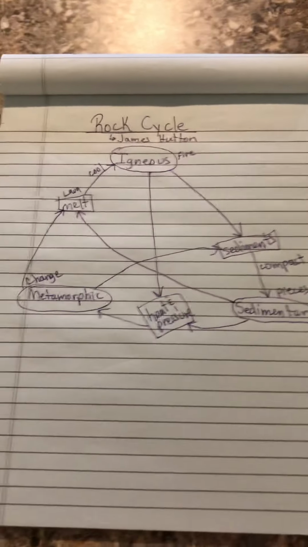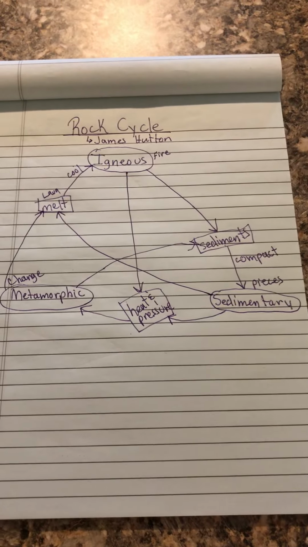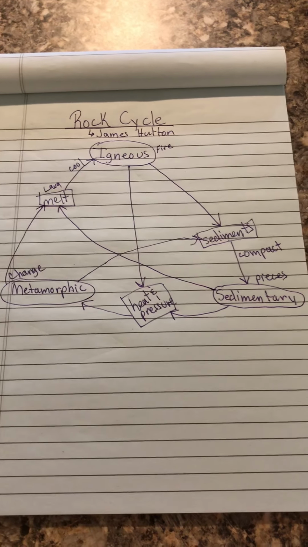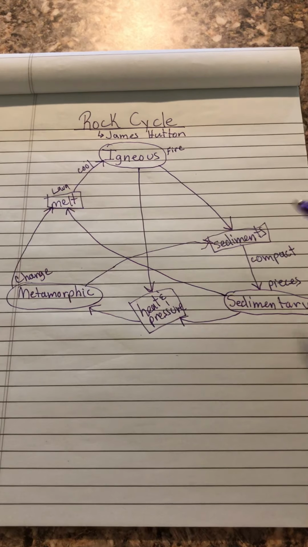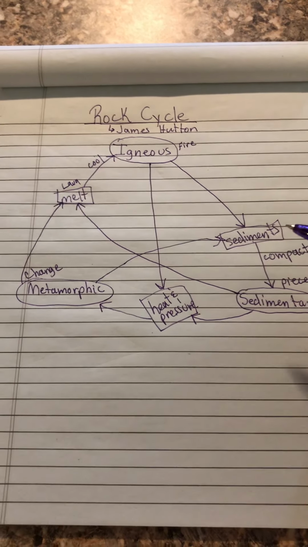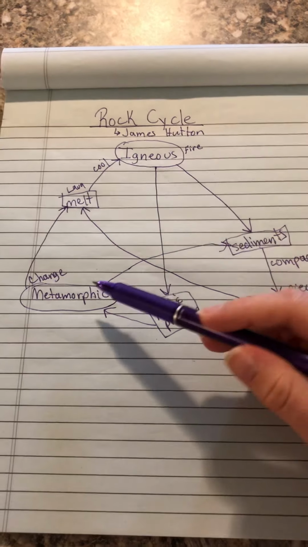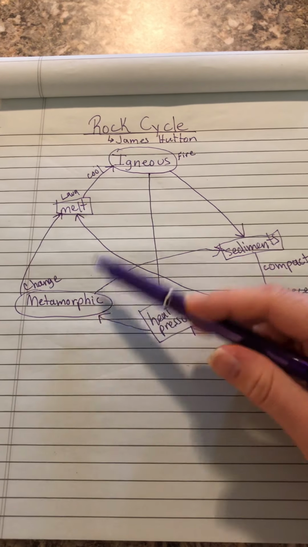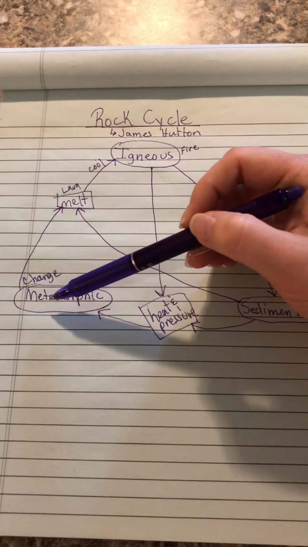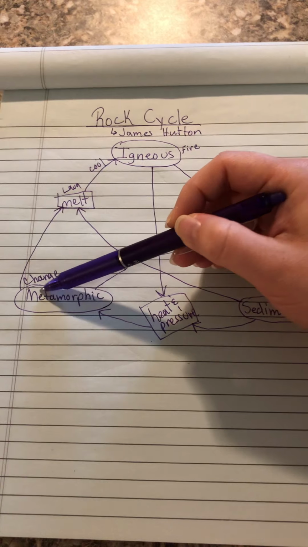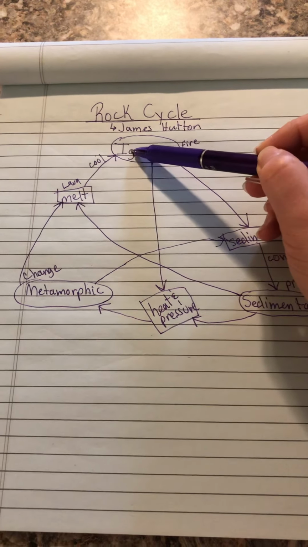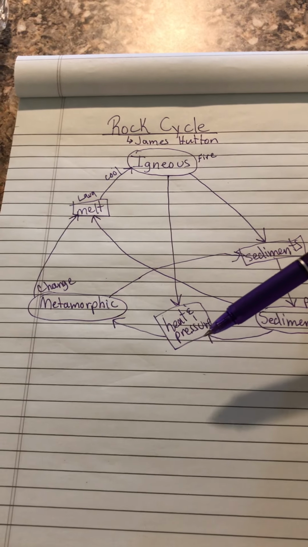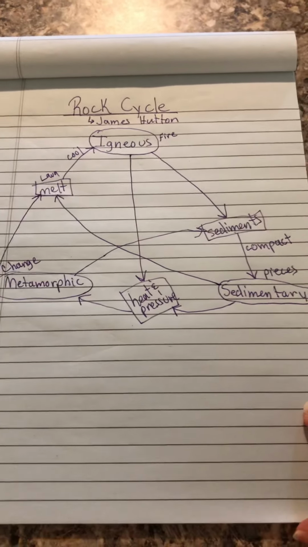So, there's your diagram. Yes, there's a lot of arrows, but like I said, if you just pick a path and follow it, it's pretty easy to read. For example, if I were to ask you, which I'm going to in a moment, how can a metamorphic rock turn into an igneous? Well, I just need to follow the path. Metamorphic turns into an igneous by melting into lava and then cooling, and it's an igneous rock. Okay, so there's your diagram.